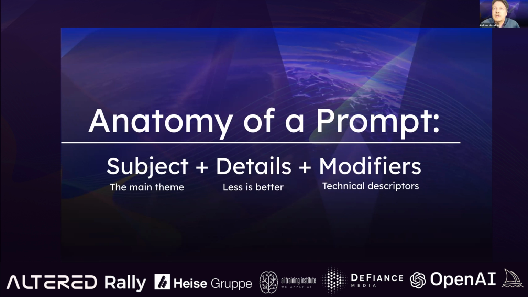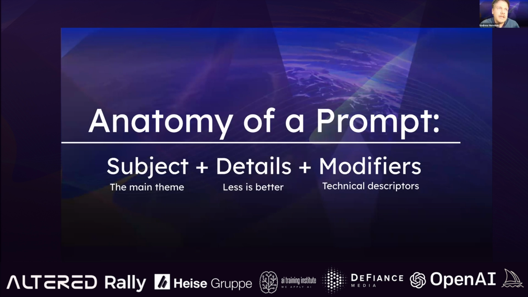And what we discovered in the short version is once you get past 4 or 5 details, they start getting mixed up, lost, scrambled, all kinds of things happen with the details, which sometimes can be cool, but most of the time is not what you want. And then you have your modifiers. So these are technical descriptors.